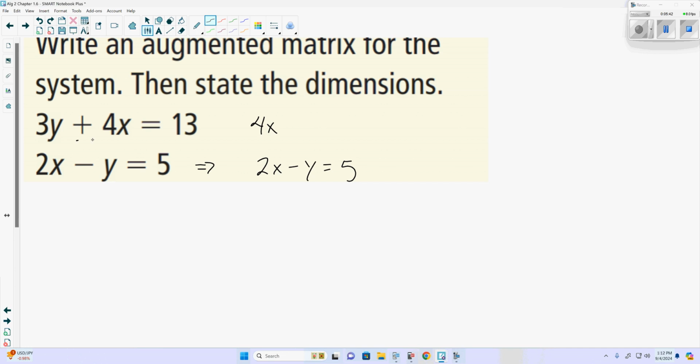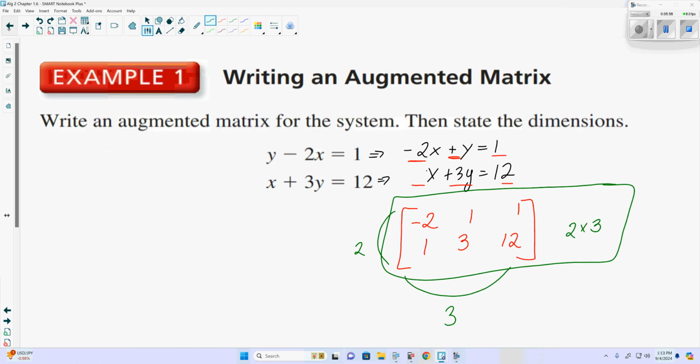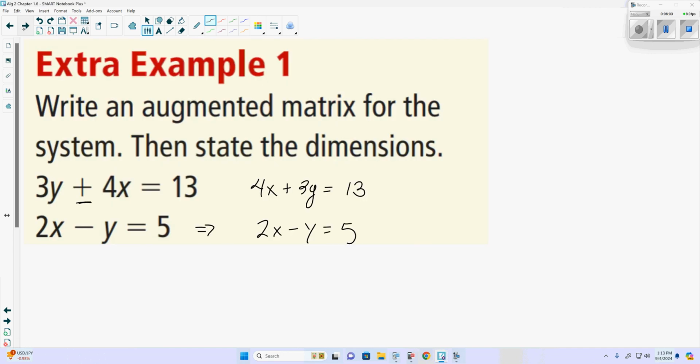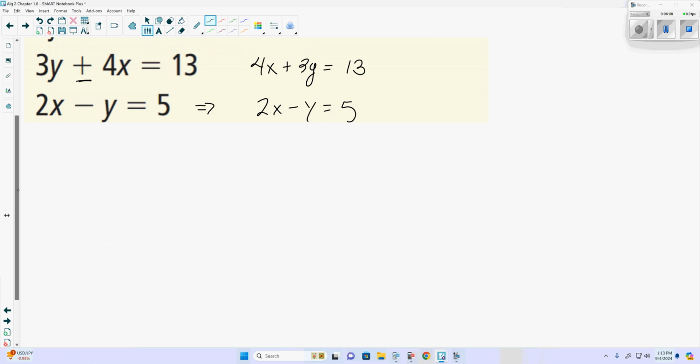It would depend on the sign in front of it. Here the sign is positive, so it'd stay positive. 3y is also positive. So we have plus 3y is equal to 13. Now the previous one, our 2x was negative, so it was negative 2x plus y. Here they're both positive, so we'll have 4x plus 3y. So we have both equations in x, y equals number.